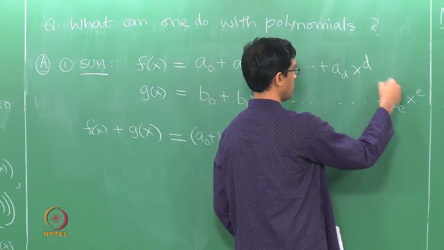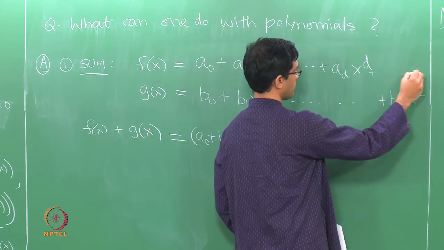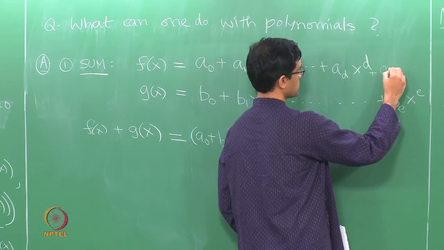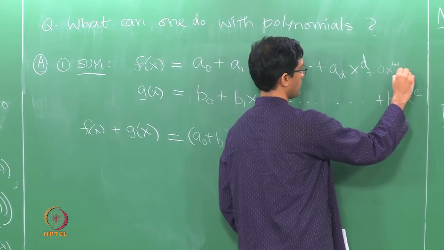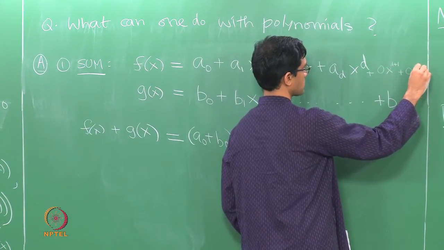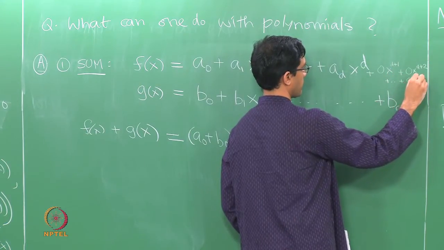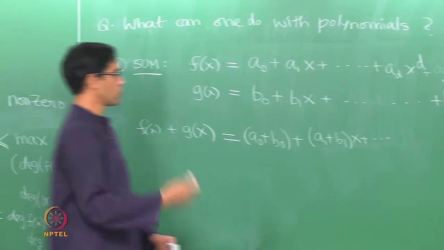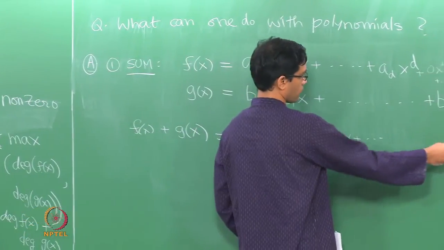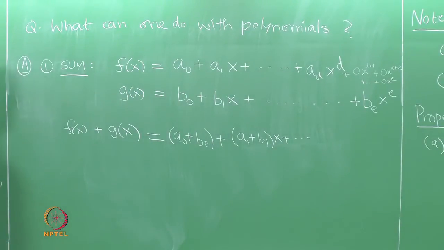So for example if e is bigger than d, I would pretend that the other powers of x do appear with coefficient 0. So you think of it as 0 x to the d plus 1, 0 x to the d plus 2 and so on till 0 x power e. That is the way you do the addition, you just keep going all the way till you reach the highest power of x. So I am not being too formal about this.